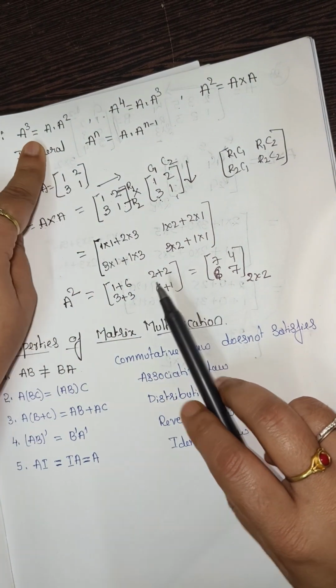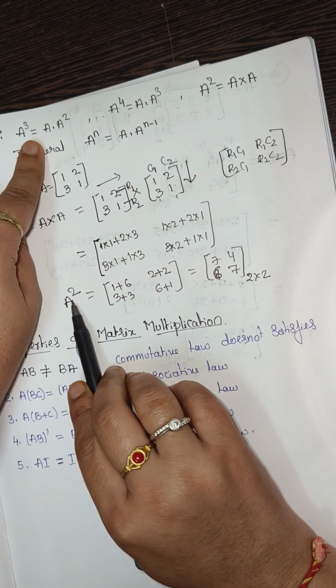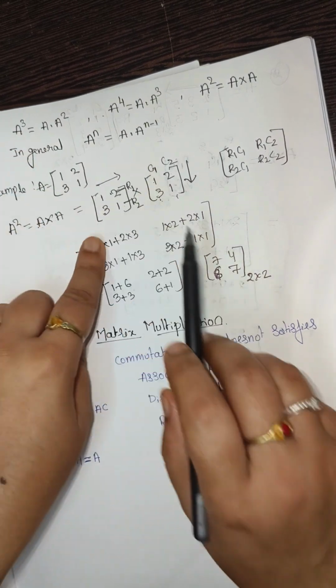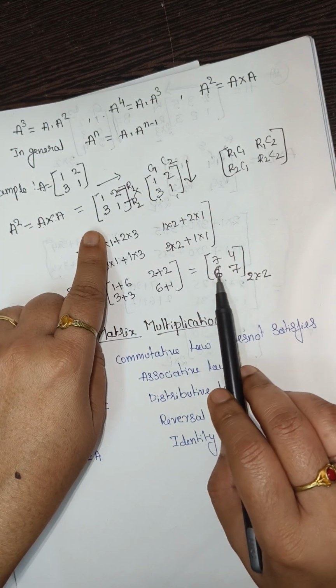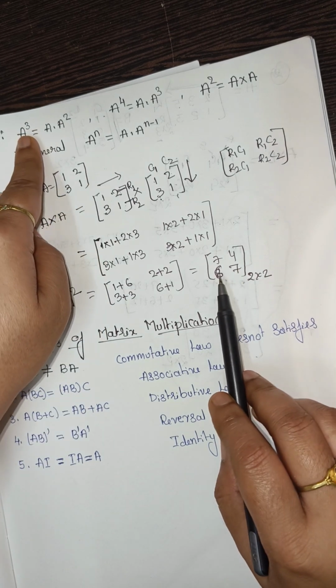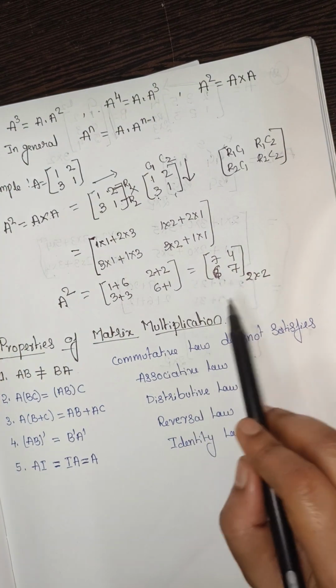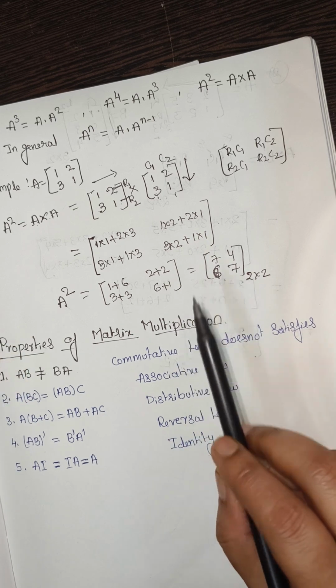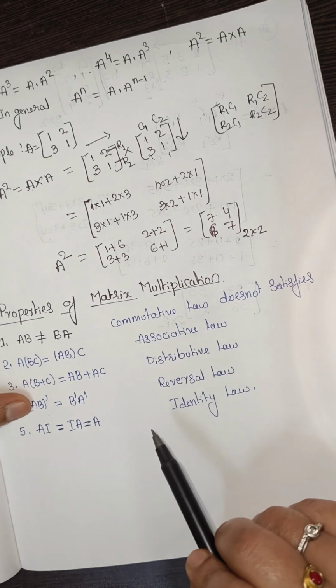If you need A cube, you should multiply A square with A. So 7 4 6 7 multiplied with 1 2 3 1 will give you A cube. Similarly, you have to do the same. We will see this when we solve the examples.